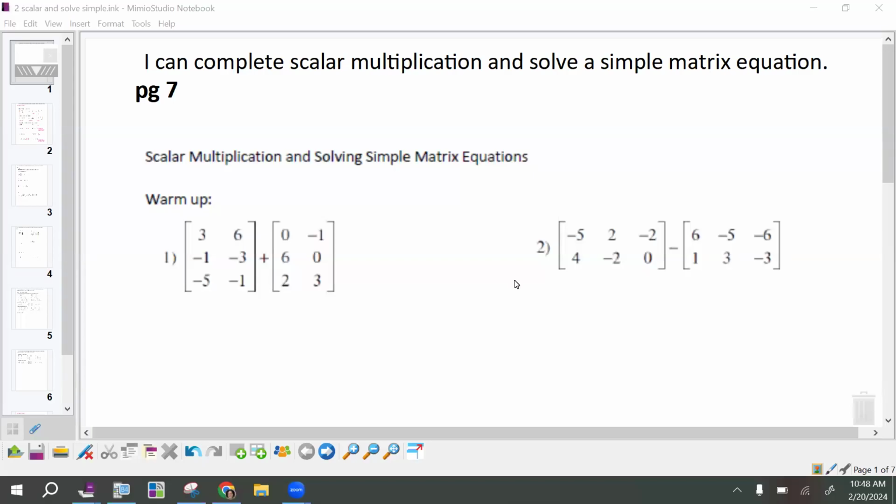Okay, try the warm up here on page 7. Pause the video until you have your answers. So this matrix, which we're adding, let's check the dimensions to be sure that we can actually add them.